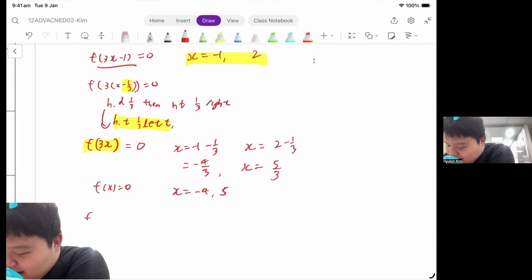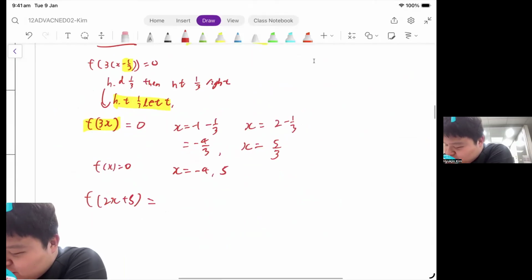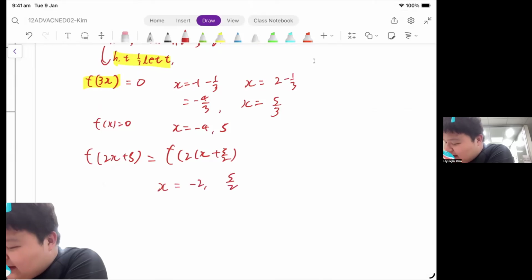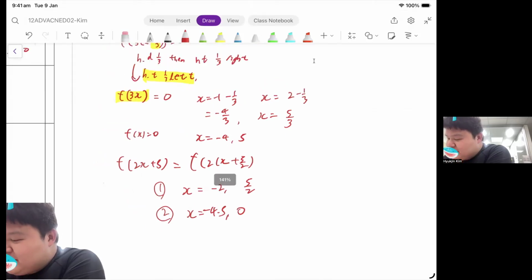And then at this point I need to get it back to 2x plus 5, so that means I need to dilate it by a factor of half and then move it to the left by 5 on 2, or 2.5. So that means it becomes -2 and 5 on 2, and then I need to move it again. So it becomes -4.5 and 0. So those are the two answers.